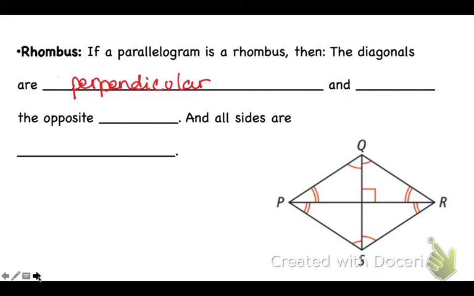Perpendicular and bisect the opposite angles, and all sides are congruent. But when we're solving the equation, yes, we set them equal.